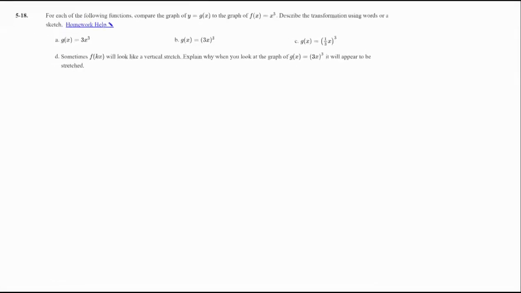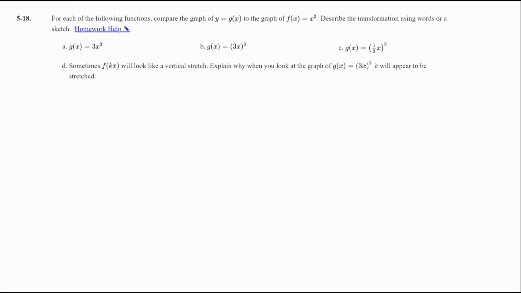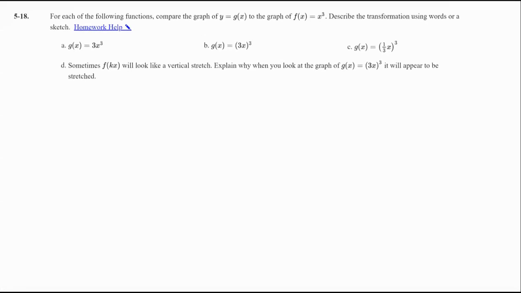For each of the following functions, we're going to compare the graph with the parent function of a cubic, f of x equals x cubed here, and we need to describe the transformations in words or a sketch. I prefer words just because a sketch sometimes doesn't show it as well if you don't actually see the exact points. So for this one here, because we have an a value, meaning it's not within the actual thing being cubed here, we're going to say that that's a vertical stretch by a factor of 3.